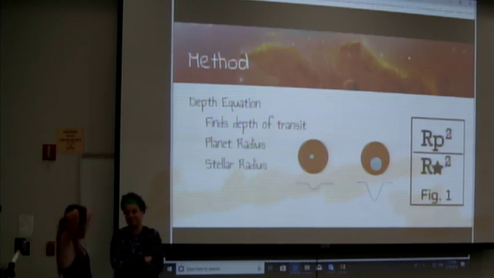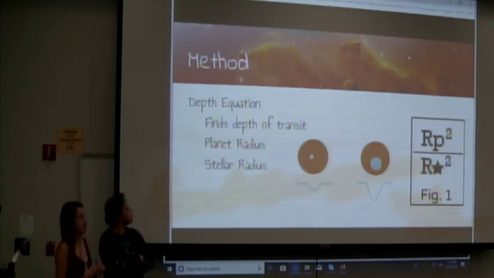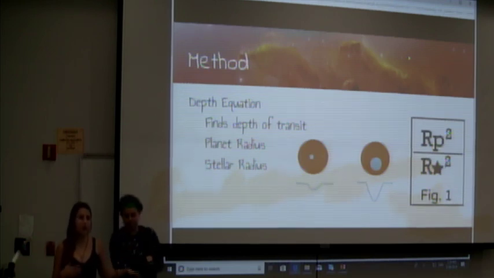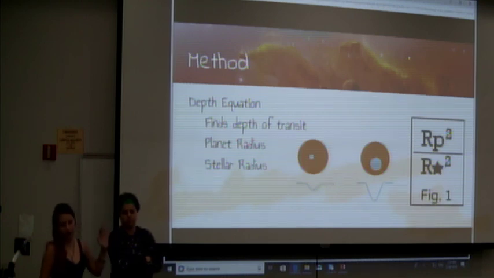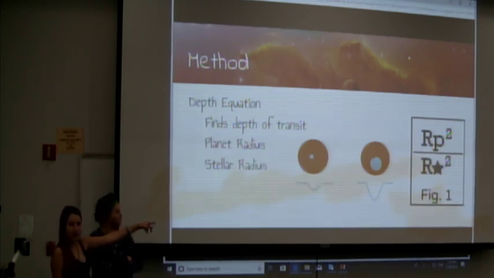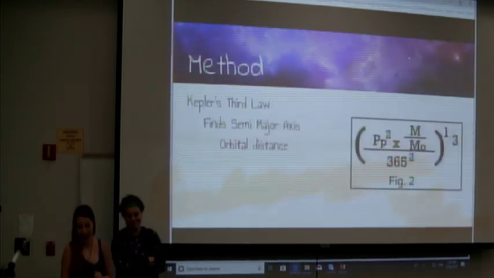The first thing I did was find how deep these transits were, using the depth equation, which is the radius of the planet squared divided by the radius of the star squared. This will also help me find the planet radius and the stellar radius. As you can tell by this nice graphic made in MS Paint, the tiny planet will cause a smaller dip, and the bigger planet will cause a bigger dip. Wow.